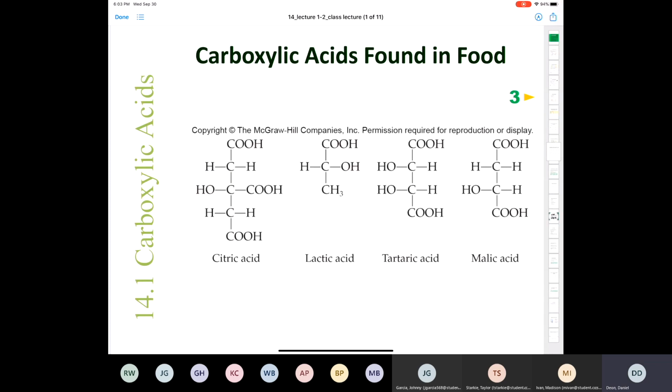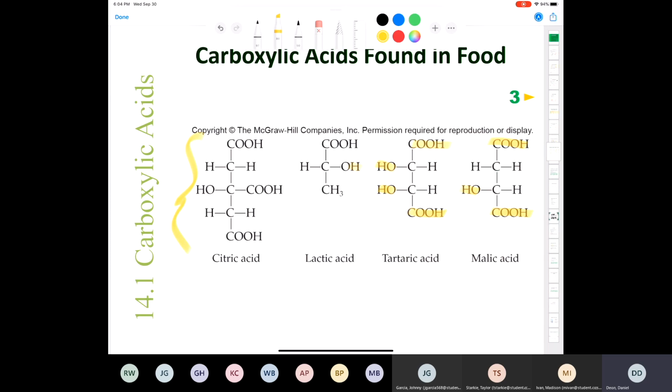Malic acid, you can see that we've got the 2 carboxyl groups, and we've also got a hydroxyl group. Tartaric acid is pretty closely related to malic acid. It just has 1 extra hydroxyl group. Lactic acid has a very simple structure. It's only got 3 carbons and 1 hydroxyl group. And then you see here the citric acid has got quite a big structure.